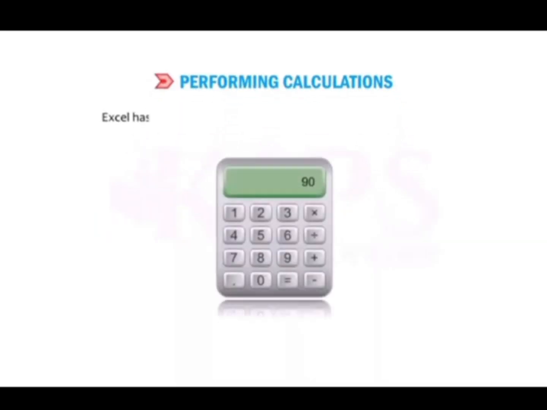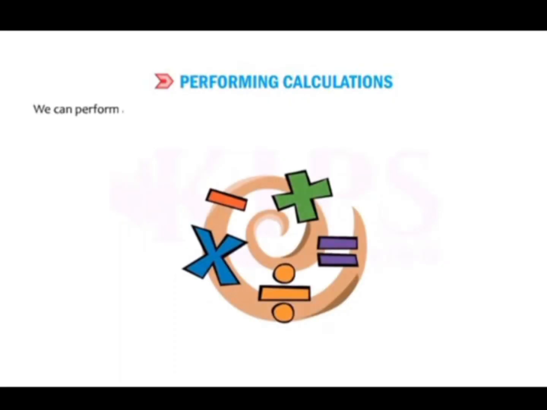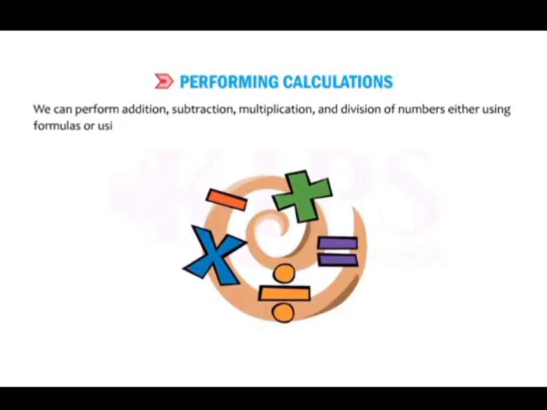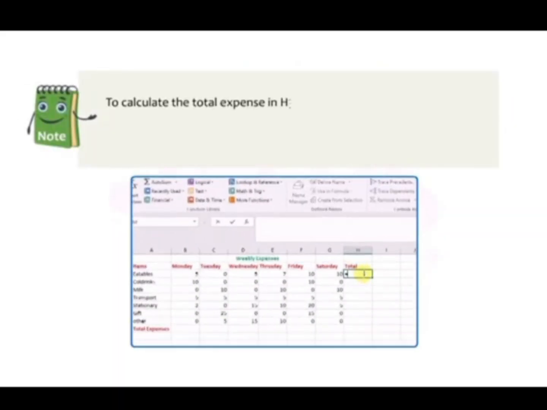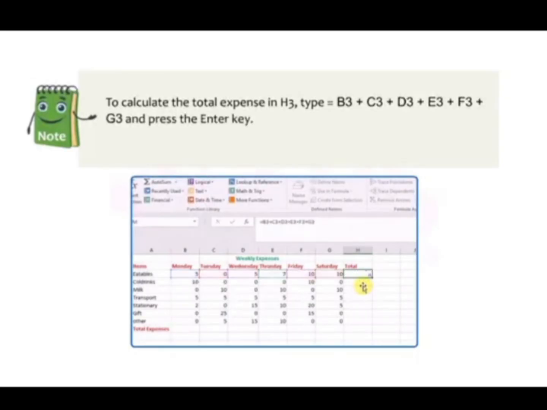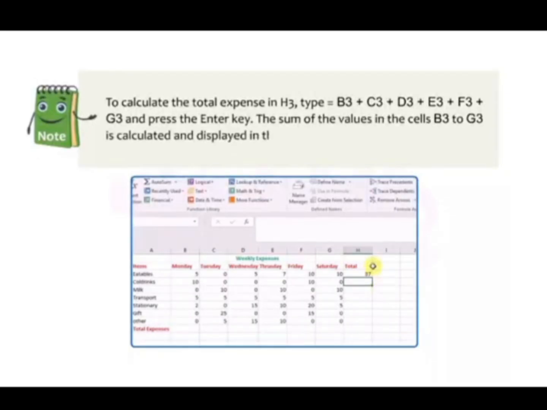Let us understand how to perform calculations. Excel has a powerful feature to perform calculations on the data. We can perform addition, subtraction, multiplication, and division of numbers either using formulas or using functions. The result of the calculation is displayed in the cell where the formula is entered. Example: to calculate the total expense in H3, type B3 plus C3 plus D3 plus E3 plus F3 plus G3 and press the Enter key. The sum of the values in the cells B3 to G3 is calculated and displayed in the cell H3.